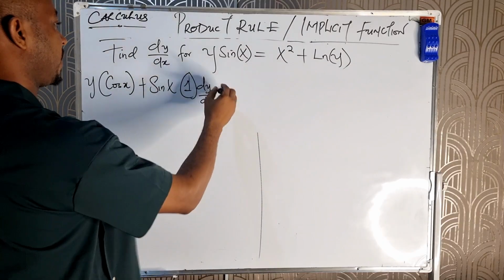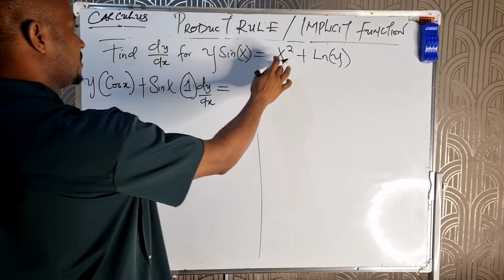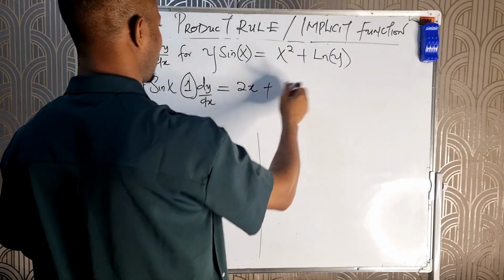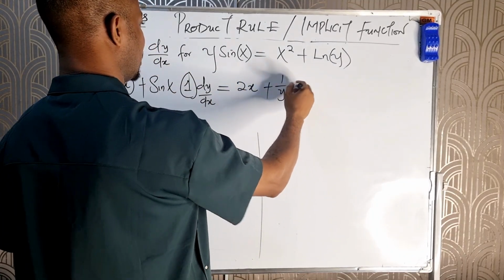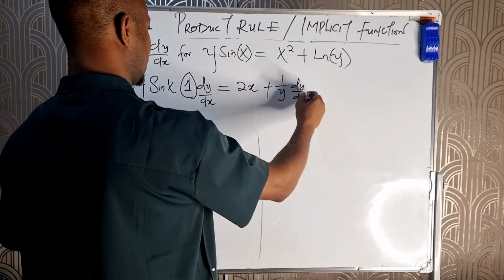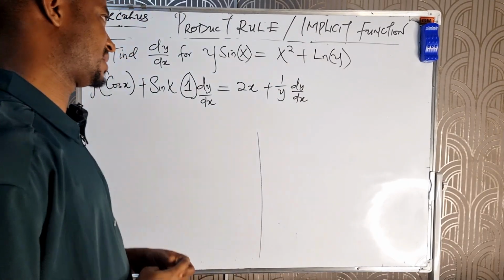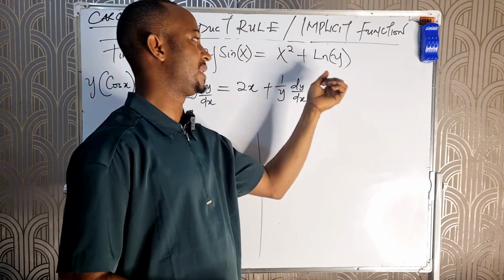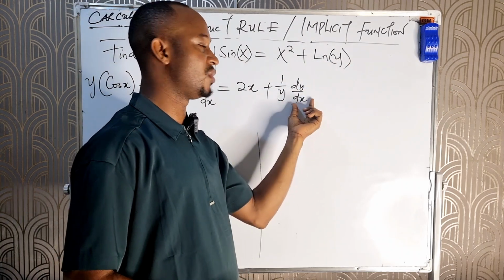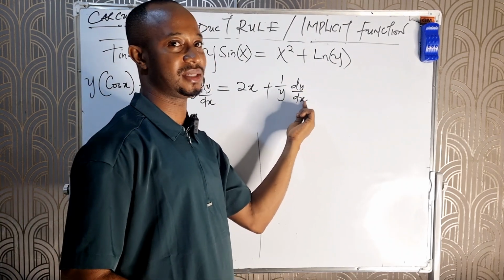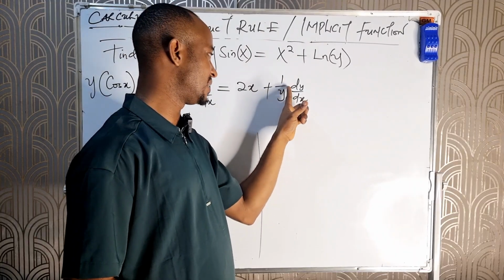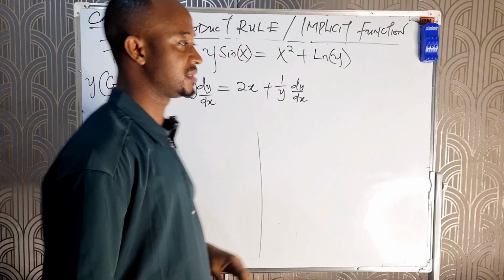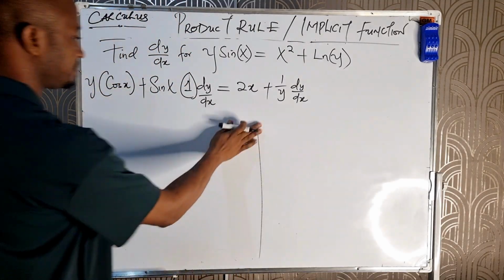This equals, I differentiate x², we have 2x, plus differentiate ln y, that will give us 1 over y dy/dx. Don't forget that ln y is a function of y, so anytime we differentiate y, we multiply the result by dy/dx. That's why I have to multiply this with this. But the derivative of ln y is definitely 1 over y. So let's finish up this.